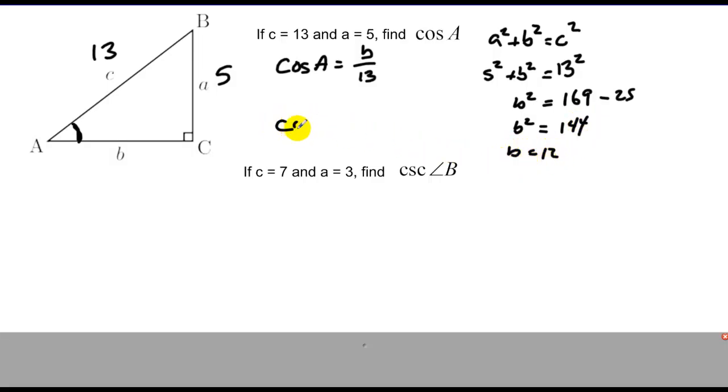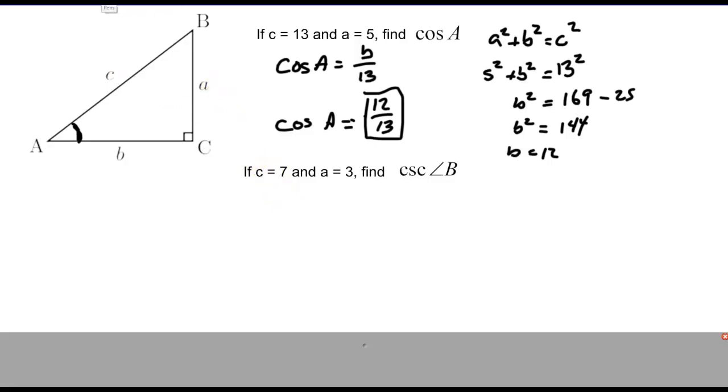So the cosine of A is equal to 12 over 13. And that's our answer.